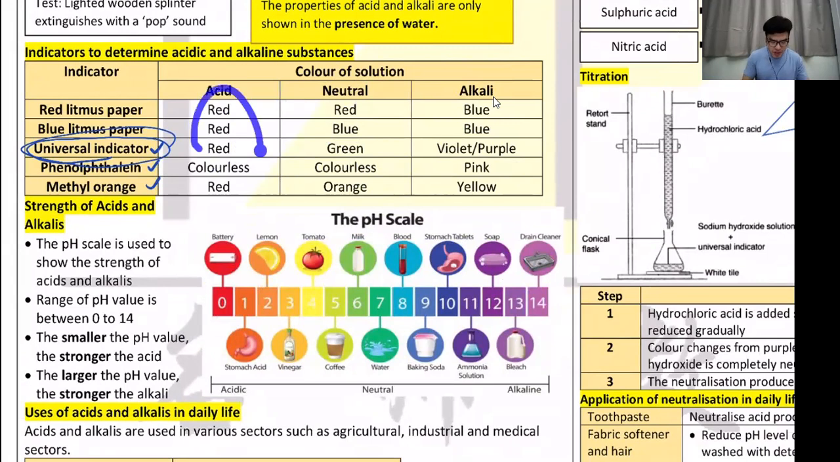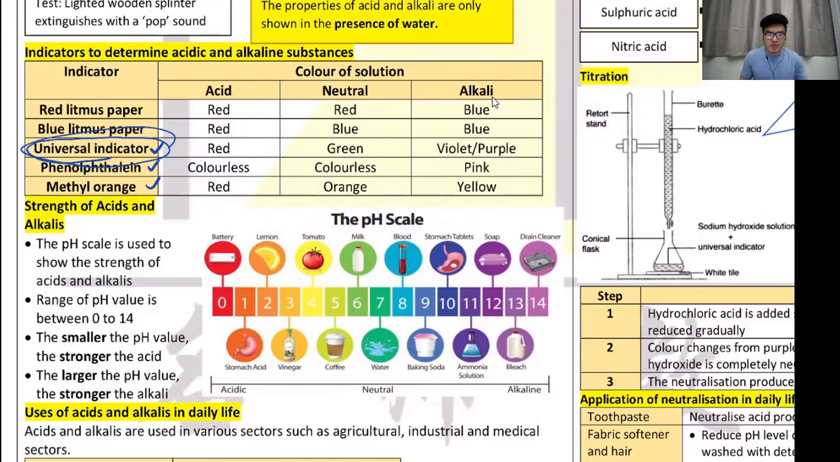Even if I use methyl orange, if you want to memorize one more indicator, you can go for methyl orange. As the name says orange, when the color is neutral, it is orange. Like I said, acid is always red, alkaline is yellow, because red plus yellow is orange.